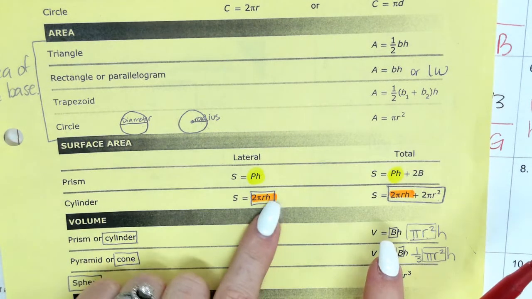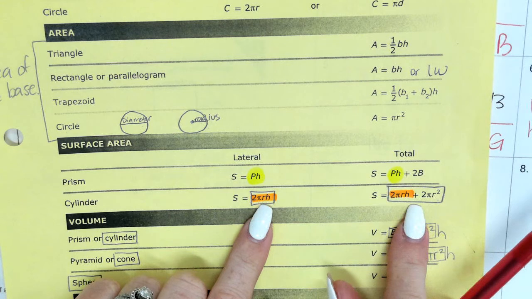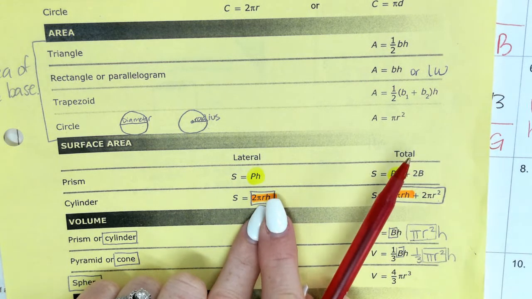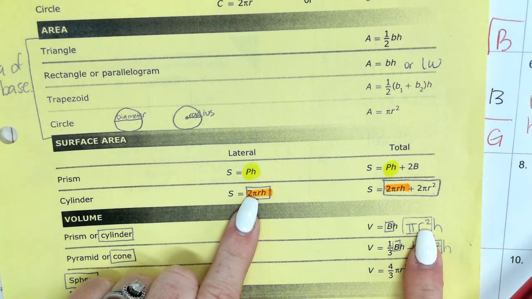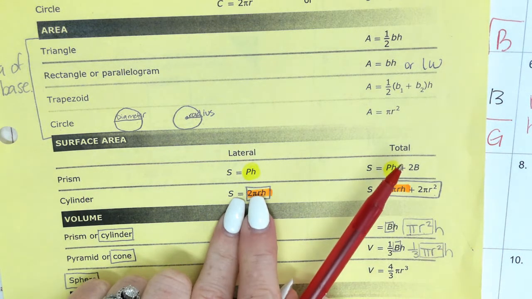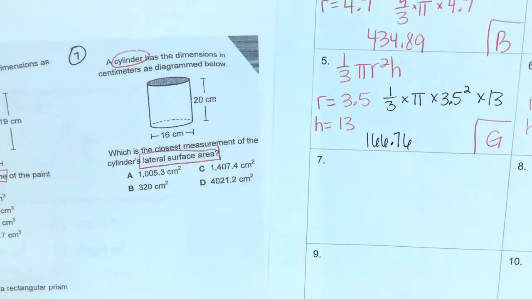Did it ask for lateral or total? So I'm going to write this formula. If you write this one, your whole thing's wrong. Does everybody understand the difference? So I need to write 2 pi RH.